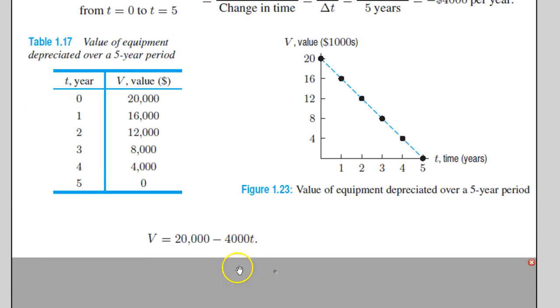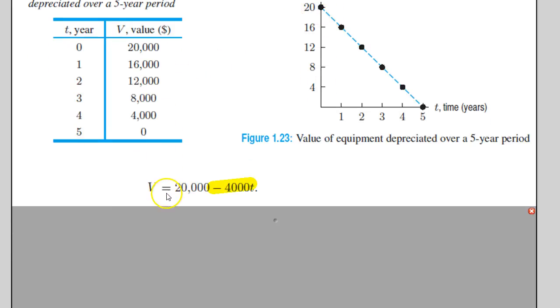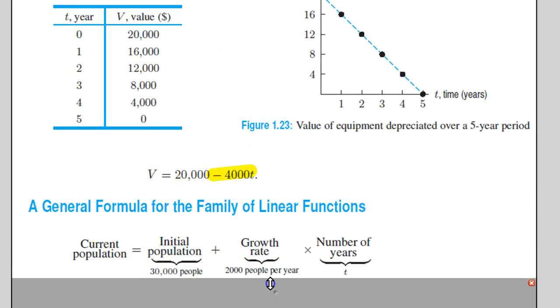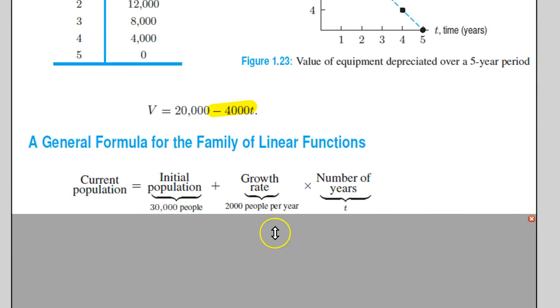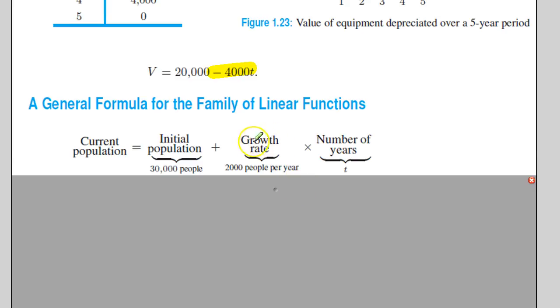Okay? And then I can come up with an expression that represents it. This represents the slope, or average rate of change, and this is the starting point, which is 20,000. Okay? Every linear function can be represented by something that looks like slope, or growth rate, or depreciation rate, depending on the type of situation we have. Here the growth rate was negative, so it was actually a decreasing rate.